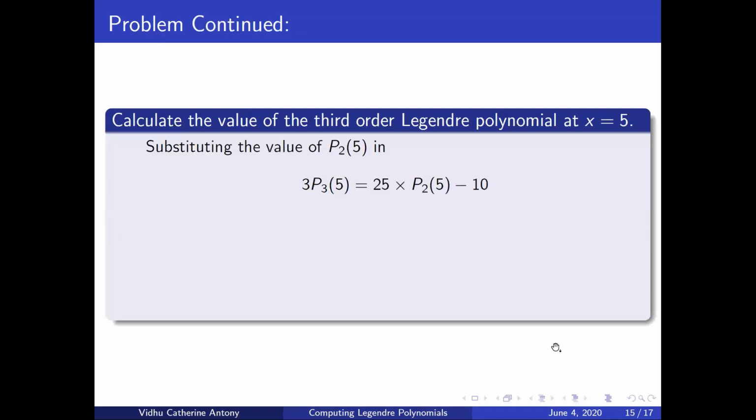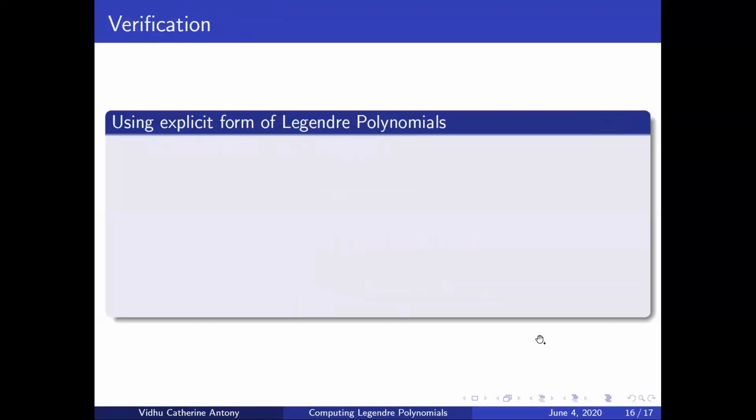Okay, so you want to calculate P2 of 5. When you calculate it in the same manner, it is 37. So you substitute that back and you get the value 305. Now you can verify this value using the explicit form of the Legendre polynomial. This is the explicit form, and you substitute the value of x into this.